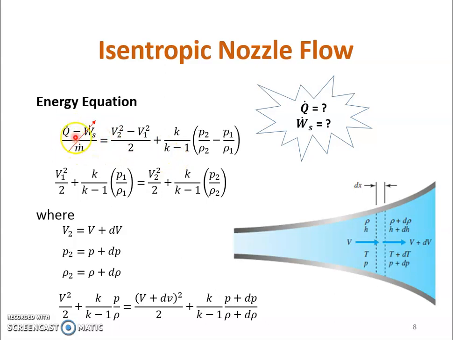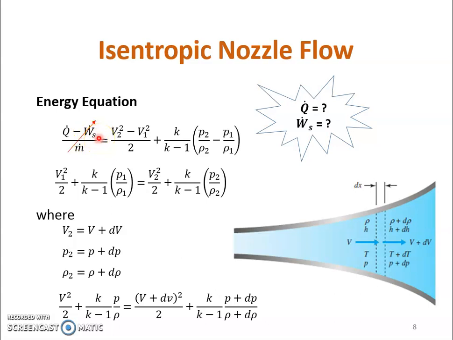What does this equation represent? This is a question for you, but we should know that this process is adiabatic, an isentropic and adiabatic process. So the Q dot will be equal to 0, and there is no work here. What is the W dot S? S refers to what?